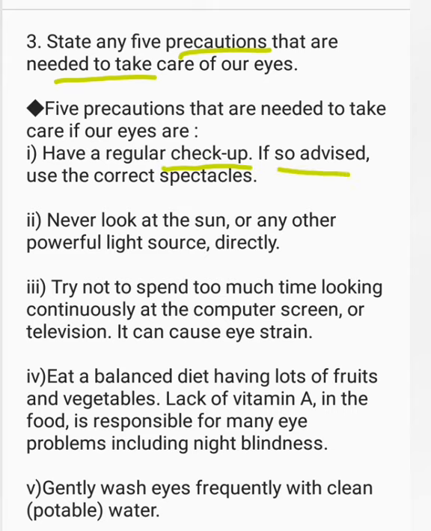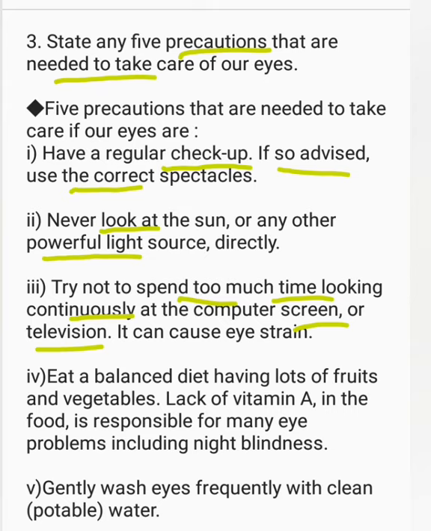If so advised, use the correct spectacles. Point number 2, never look at the sun or any other powerful light sources directly. Next point, try not to spend too much time looking continuously at the computer screen or television. It can cause eye strain.